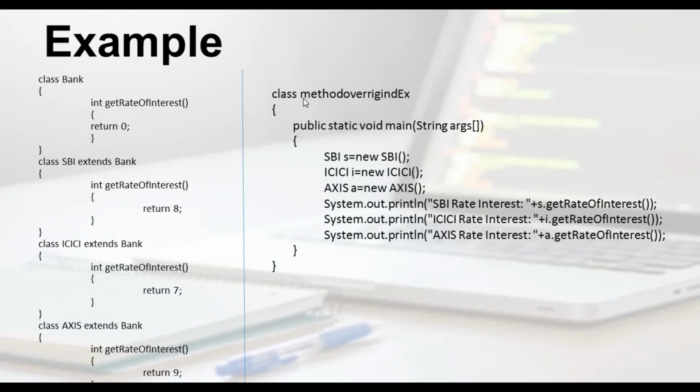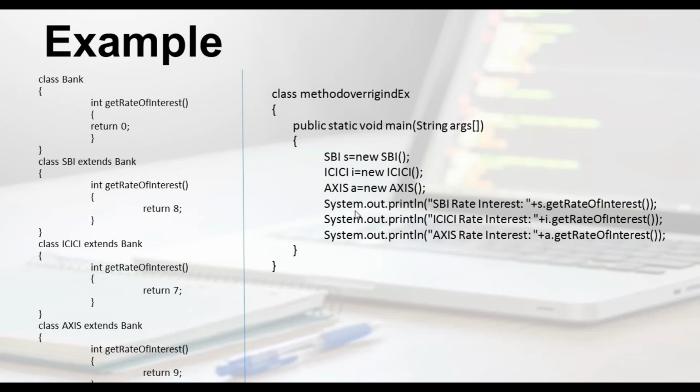Let's take one main method as a class method overriding example. Public static void main, means this is the main method. Now to access all the classes and all the methods, we have to define an individual object of each and every class. Means I have defined S object for SBI, I object for ICICI, and A object for Axis. Now through these three objects S, I, and A, you can access the individual method of that particular class.